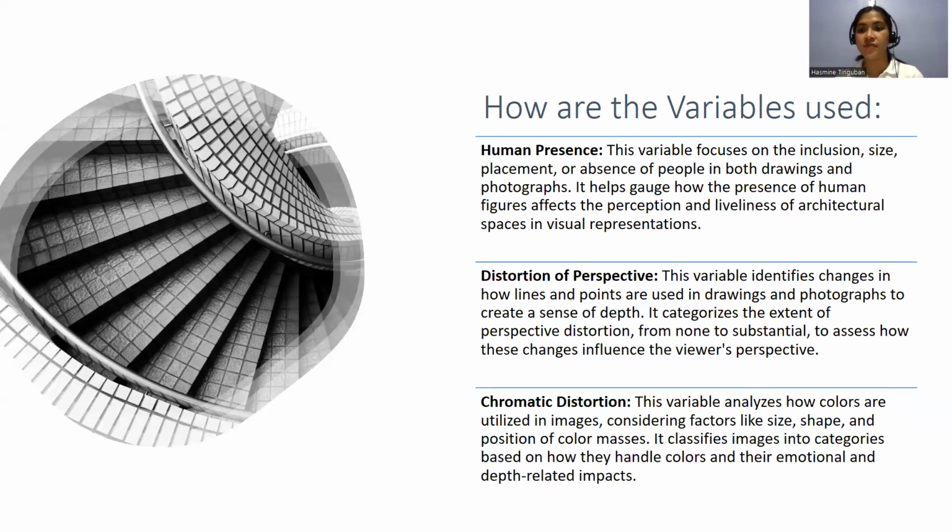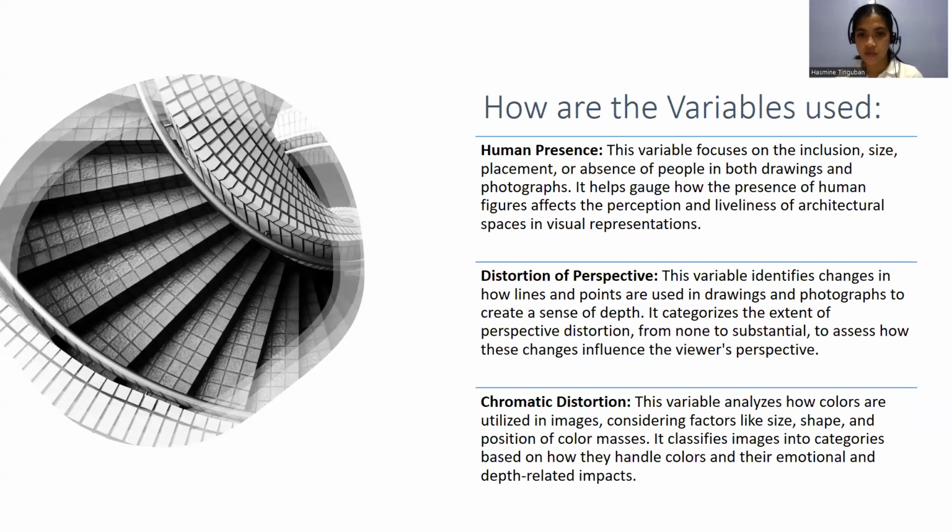Human presence. This variable focuses on the inclusion, size, placement, or absence of people in both drawings and photographs. It helps gauge how the presence of human figures affect the perception and liveliness of architectural spaces in visual representations. So that means this variable helps give life to the representations.